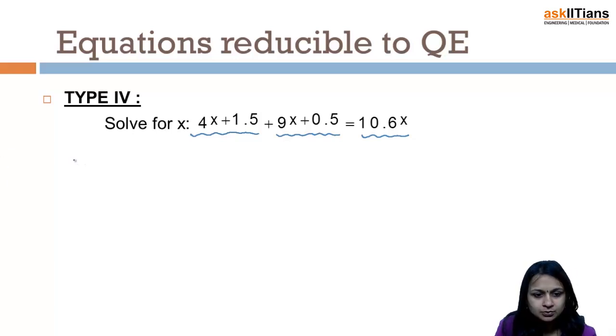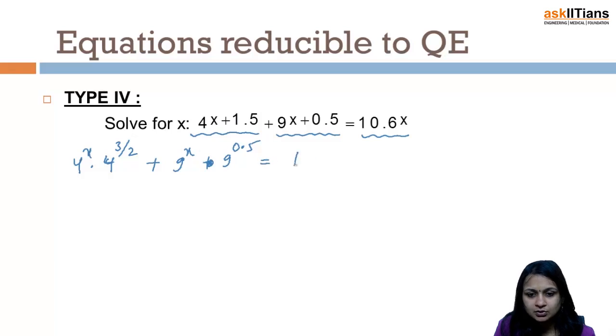So this comes to be 4 raised to the power x into 4 raised to the power 1.5, that can be written as 3 by 2, plus 9 raised to the power x into 9 raised to the power 0.5, that is equal to 10 into 6 raised to the power x. Again, 4 raised to the power x. Now what is 4 raised to the power 3 by 2? 4 raised to the power half is 2. 2 cube is 8.